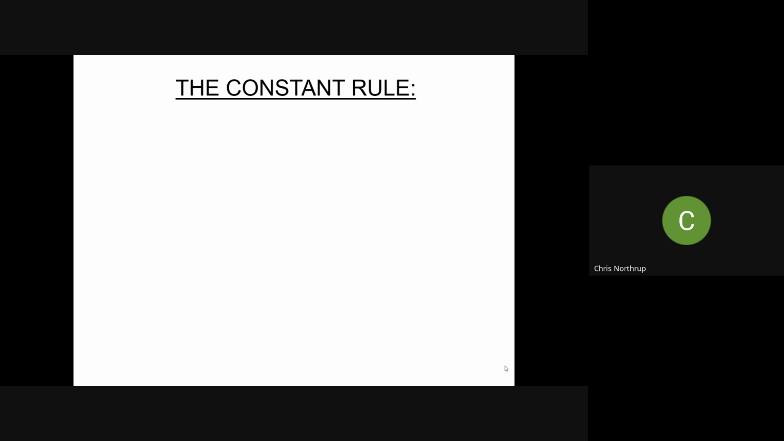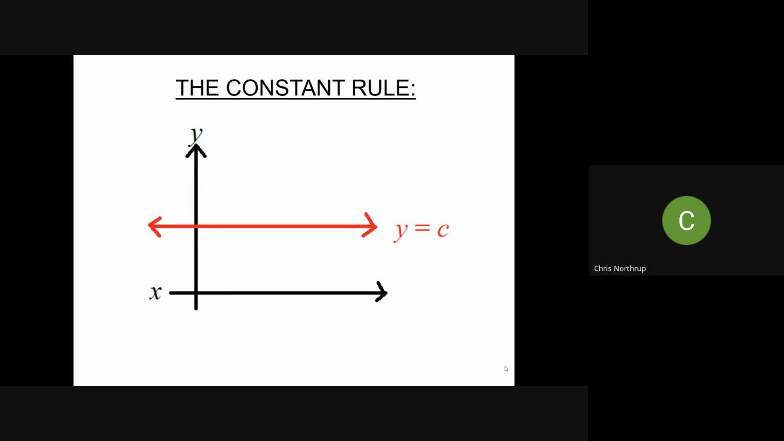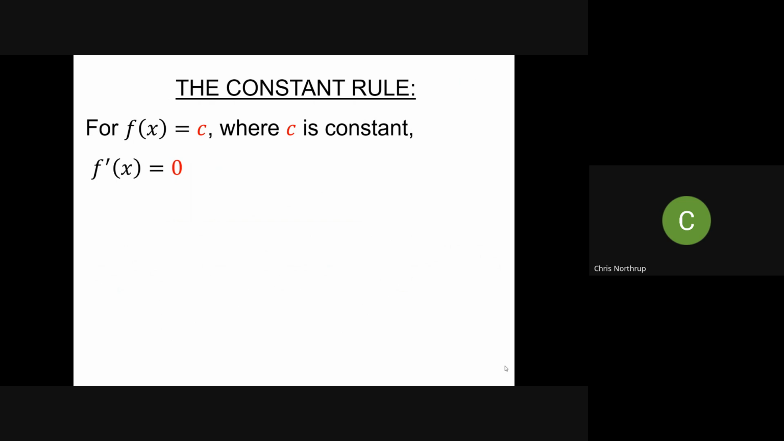Next, let's take a look at the constant rule. So let's say I have a constant function, y equals c. That's just a horizontal line. The derivative is all about telling us the change at specific points. Horizontal lines don't have any change. Their slope is 0 everywhere. So that's kind of a nice little trick. If I have a constant function, my derivative is automatically going to be 0.